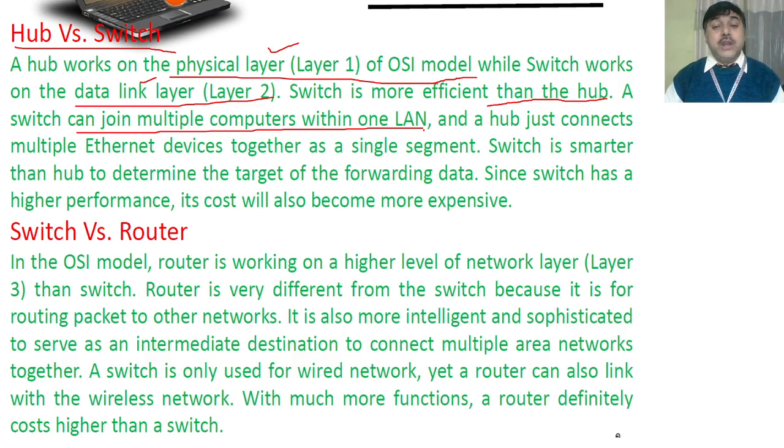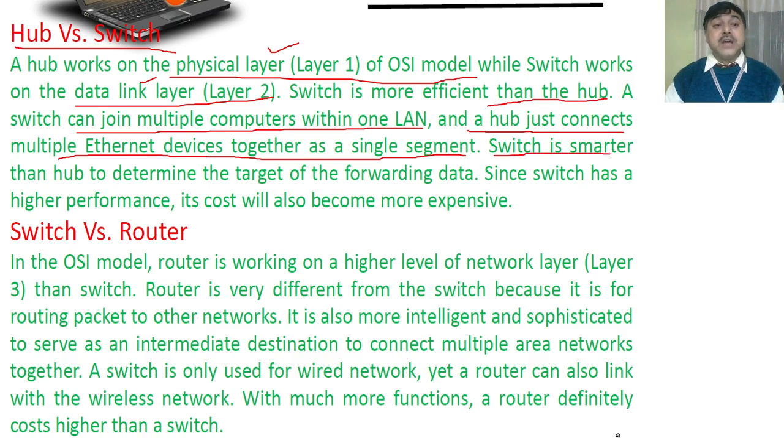A hub will connect multiple ethernet systems. I have discussed this in my previous videos and lectures. In an ethernet device there is a single segment, and in this single segment we have our different connectivity processes. For each of these connectivity sections, we are using the hub, isn't it?